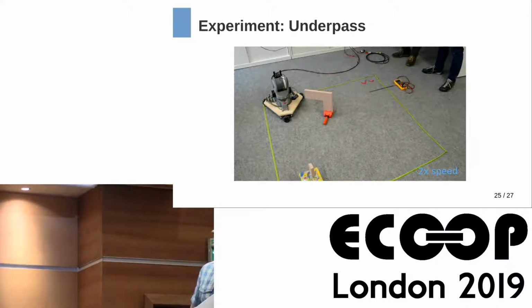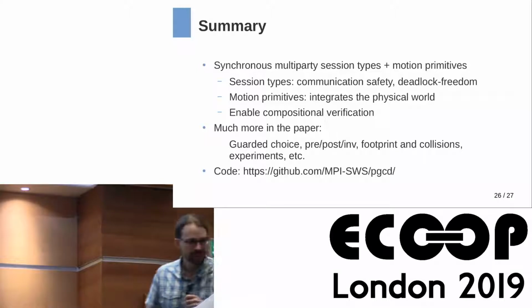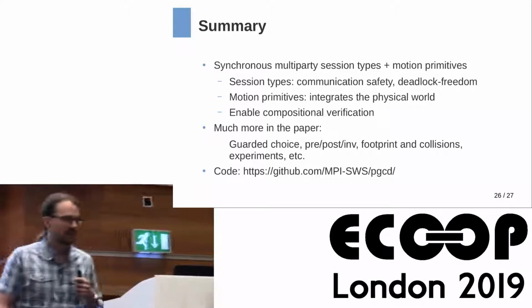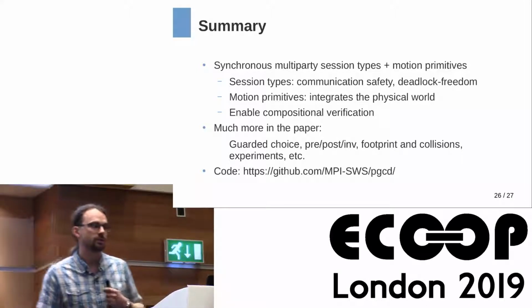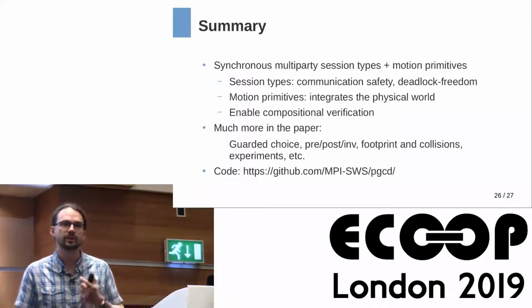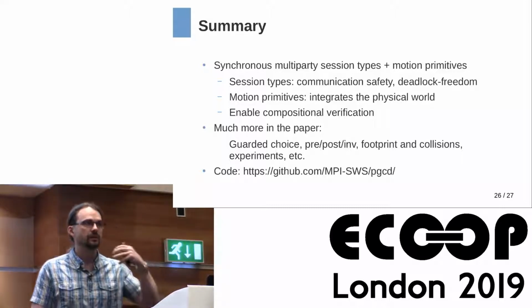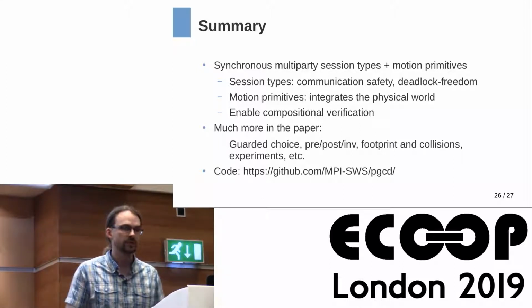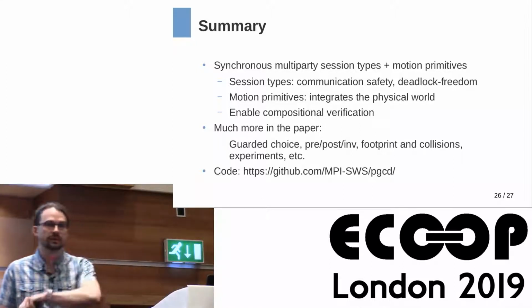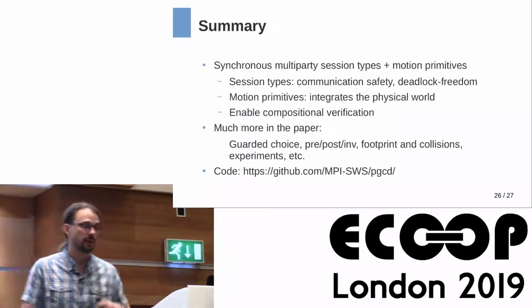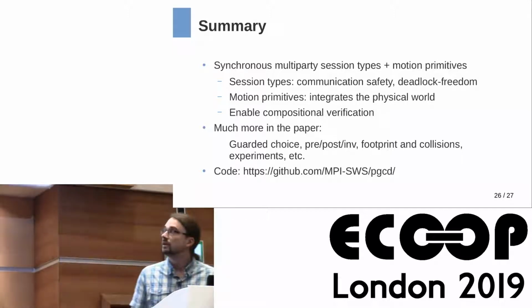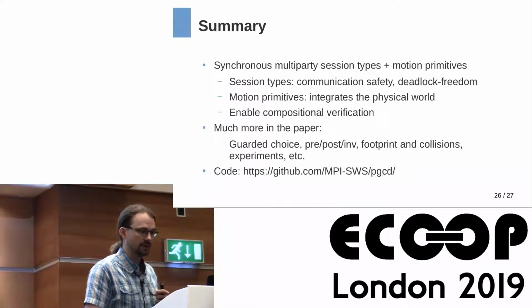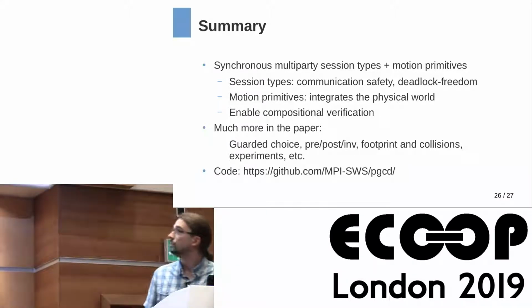So maybe in summary, I presented here an extension of synchronous multiparty session types with motion primitives, which allows us both to get the good properties of session types, for instance communication safety and deadlock freedom of the communication, and also to talk about the physical world, so that we can apply it to the case of robots. In terms of verification, it's also really good because it enables compositional verification. We have everything available now. There is a lot more in the paper.